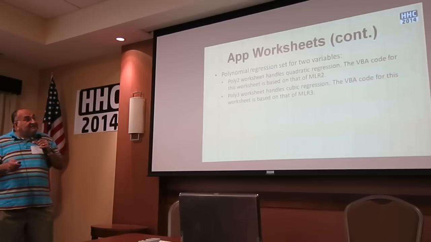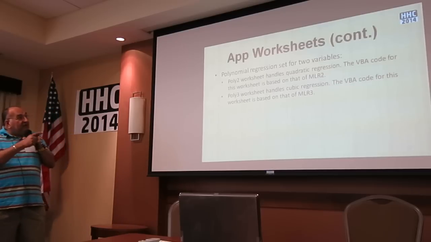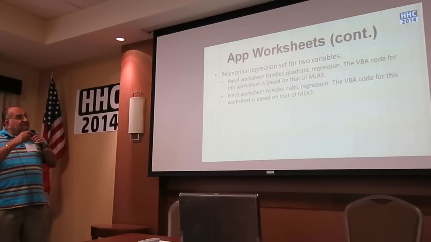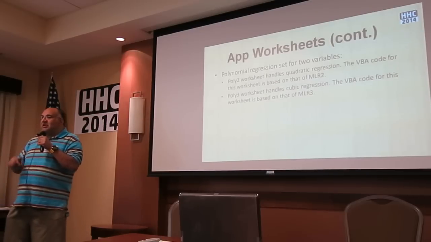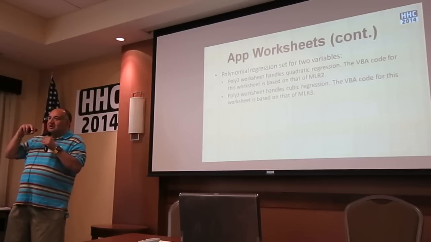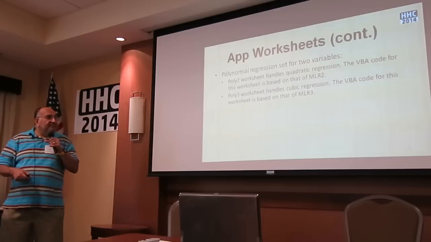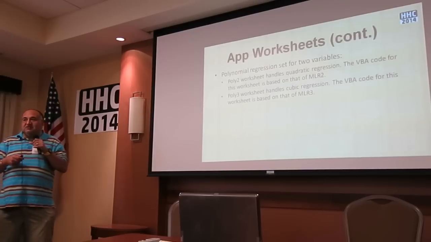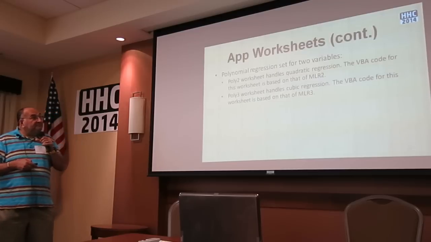Okay. The last set of worksheets handles the polynomial regression between only 2 variables, x and y. You have a worksheet poly 2 that handles a quadratic regression, and this is loosely or actually closely based on MLR2. I just did some little tweaking to use the code for multiple linear regression by eliminating y because it's really x squared. And poly 3 handles cubic regression, and again it's based on the multiple regression for 3 independent variables.